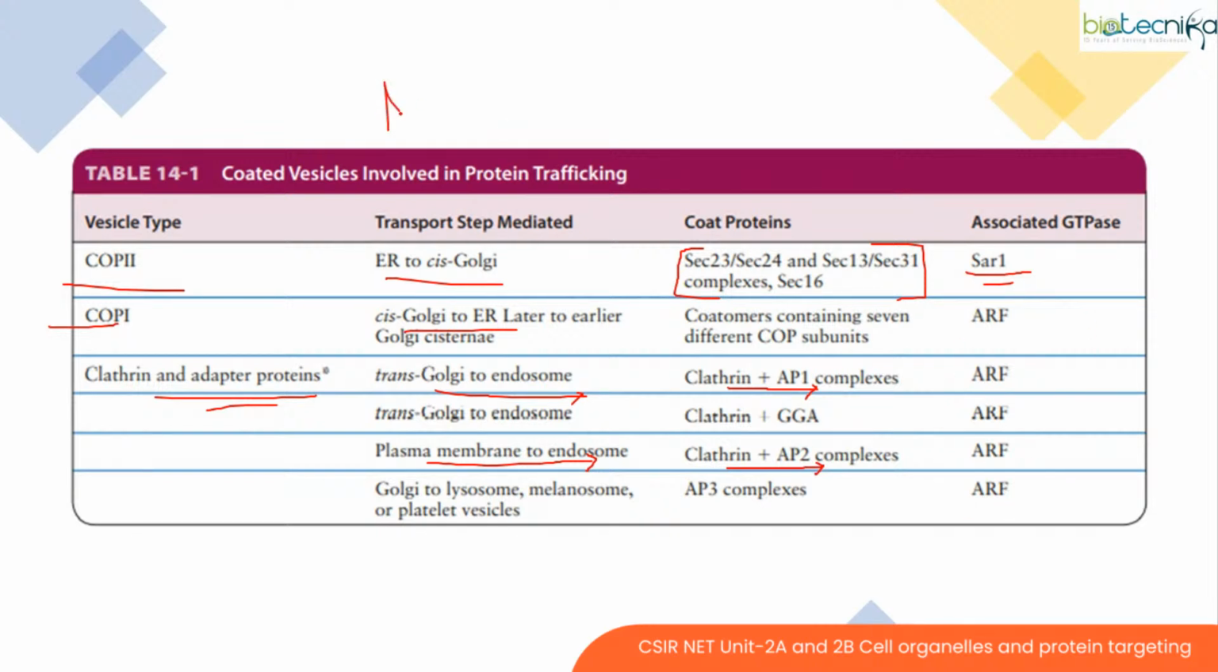So this table is important, and based on these vesicles, many times questions have come in different formats. But if you're clear with this concept, you can easily fetch 4 marks out of this.